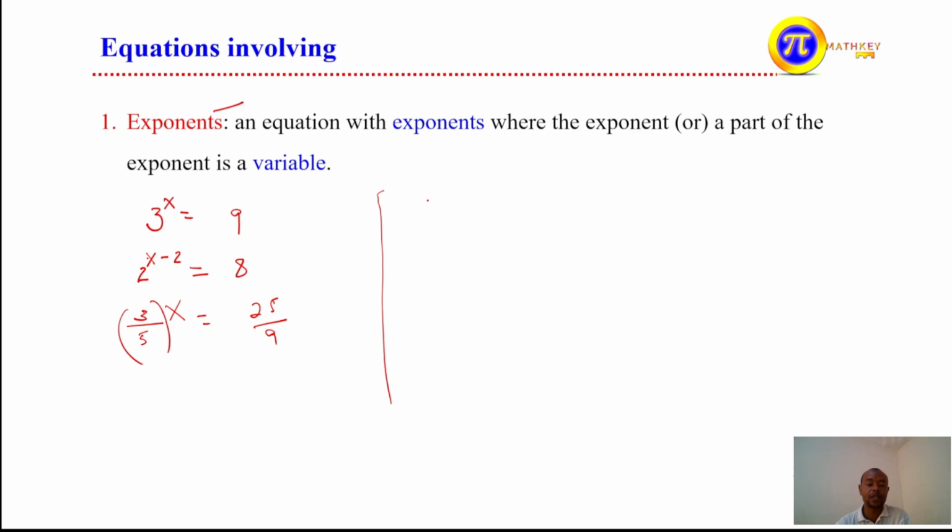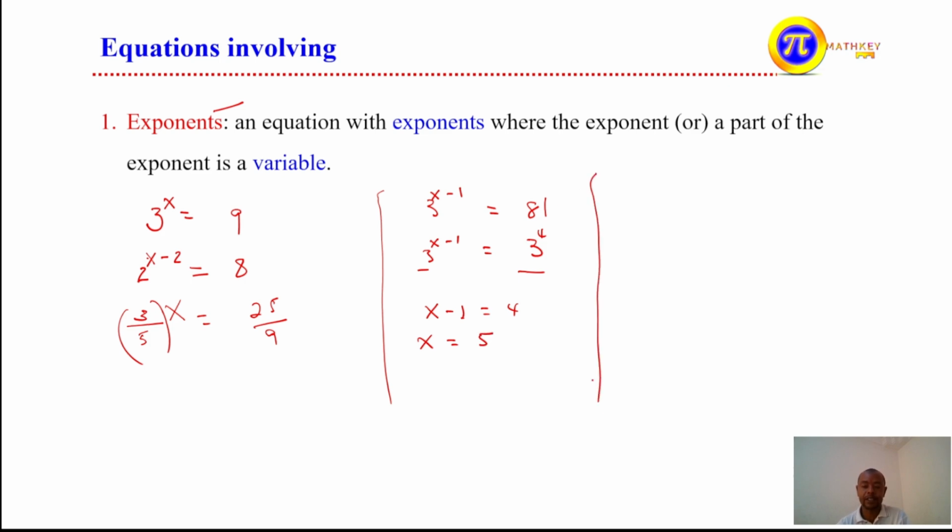For instance, if we take 3 to the power of x minus 1 is equal to 81, how can we solve this one? We have to express 81 in terms of base 3. This equals 3 to the power of 4. So these two functions are equal if and only if the exponents are equal, since their bases are the same. That means x minus 1 must be equal to 4, which gives x equal to 5.